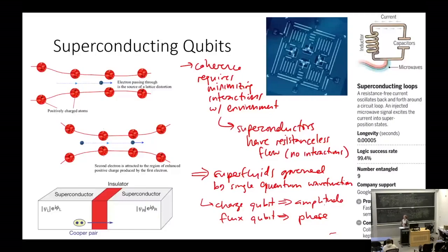Like I mentioned, lots of folks are working on these, and the big advantage is this resistanceless flow of charge, meaning that there's very little interaction with the environment. These electronics work very fast, and they're built on existing semiconductor industry technologies. The issue is they have to be kept very cold using dilution refrigerators, at like 1.2 Kelvin. So not just cold, very cold. And if not, they collapse really easily.